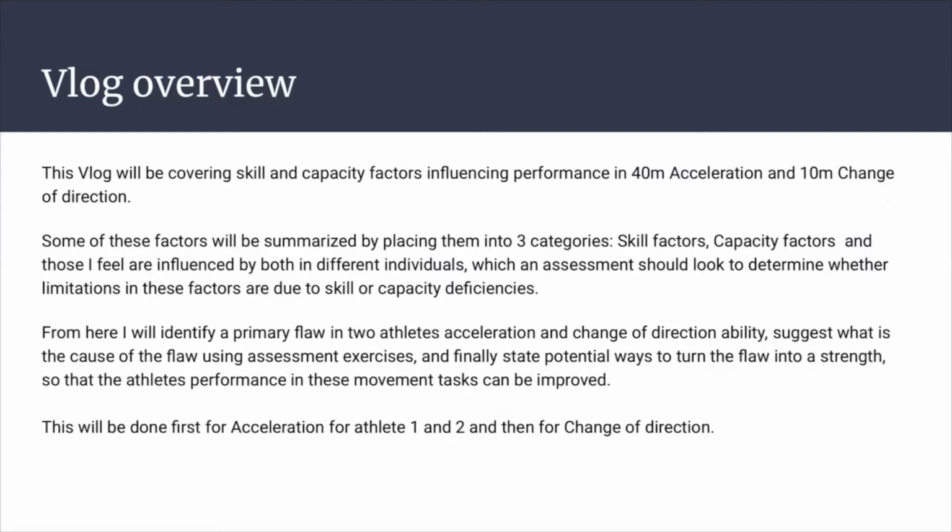Some of these factors will be summarised by placing them into three categories: skill factors, capacity factors, and those that I feel are influenced by both, which an assessor should decide whether they sit more on the side of skill or capacity factor. From here, I will identify a primary flaw in the two athletes' acceleration and a primary flaw in change direction ability, suggest what is the cause of the flaw using assessment exercises, and state potential ways to turn the flaw into a strength. This will be done first for acceleration for athlete 1 and 2, then for change direction.